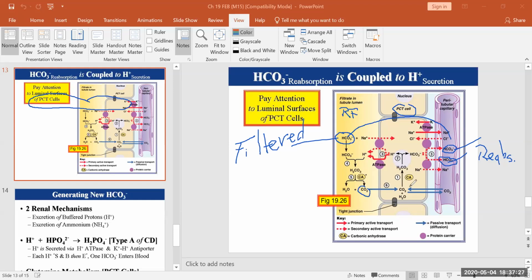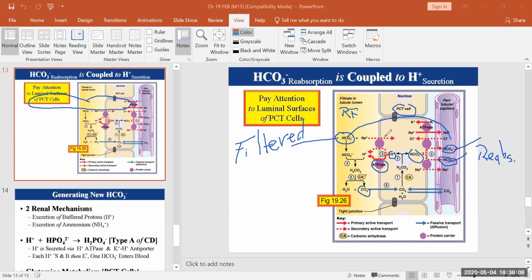Now the process is very simple. We learned all of this. There's an ATPase pumping the proton out. Right? So if CO2 comes in and you convert CO2 to bicarbonate, that proton needs to be kicked out by two mechanisms. There's a proton pump, ATPase, that pumps only proton. That's a primary active transport. So this ATPase only pumps proton out.